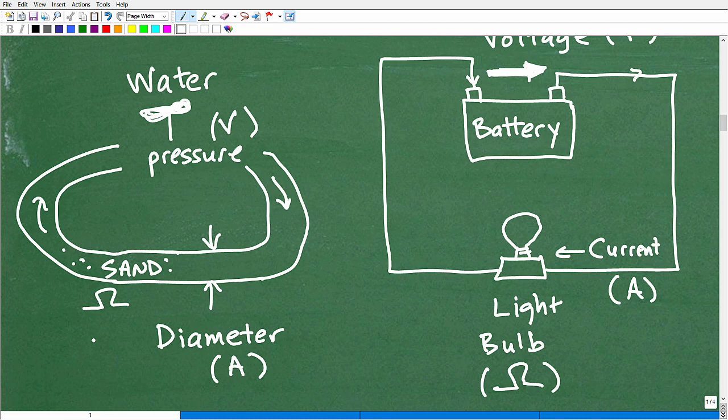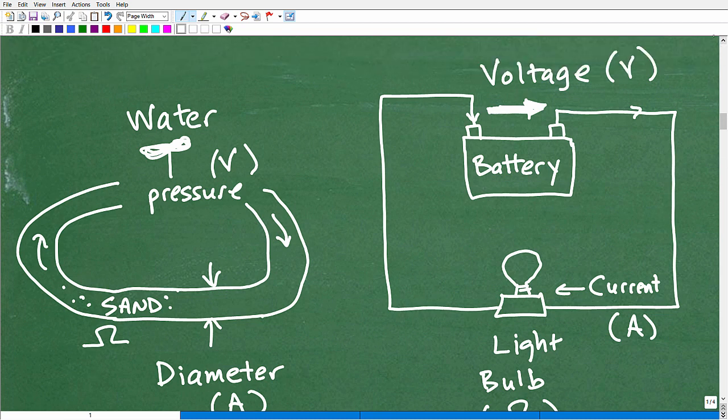But let's look at this now. Let's take this water hose model, which is an excellent model, and try to look at this in terms of an electrical circuit, because this is what this is all about. Now, again, this is a very, very basic video. We're talking about direct current. You can talk about AC, alternating current. These models vary differently.